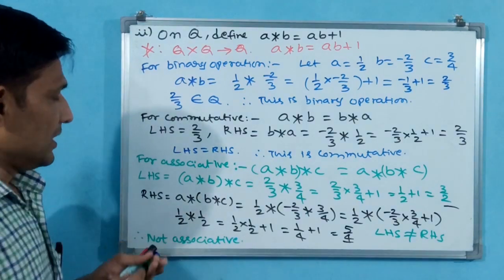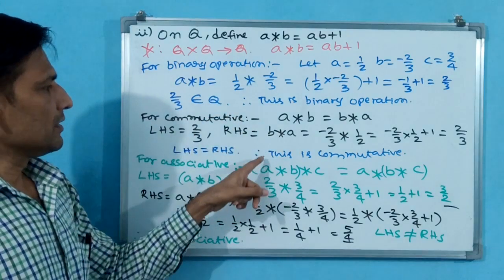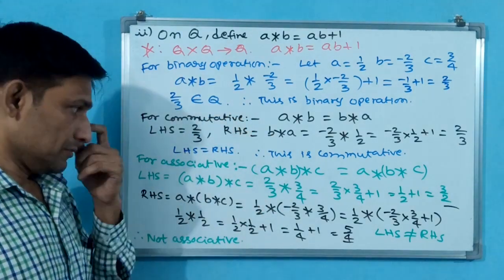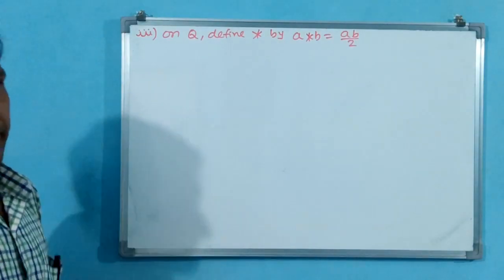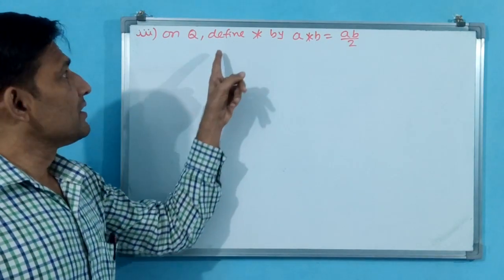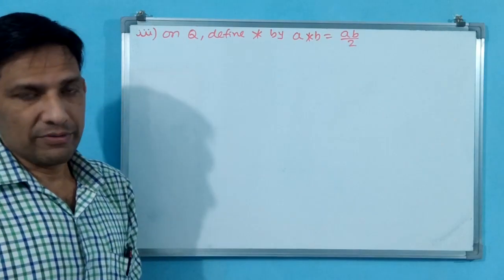Okay. Like this you have to answer the question. See, this is binary and commutative also, but not associative. Okay, now we go for the third. See the third part. On Q, that means rational numbers, define star by A star B is equal to AB by 2.